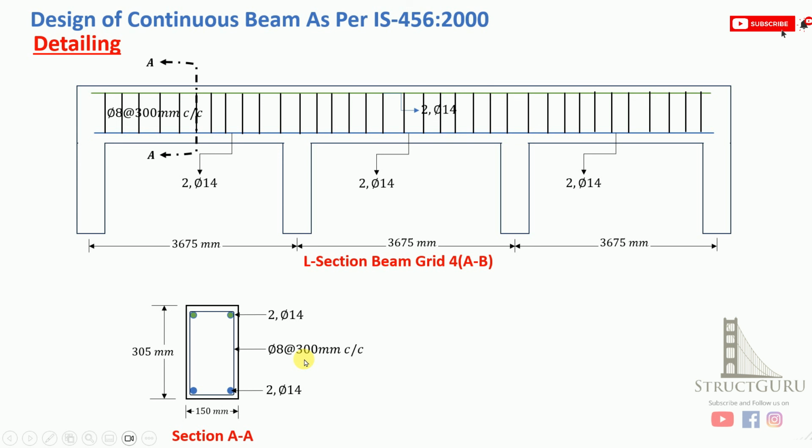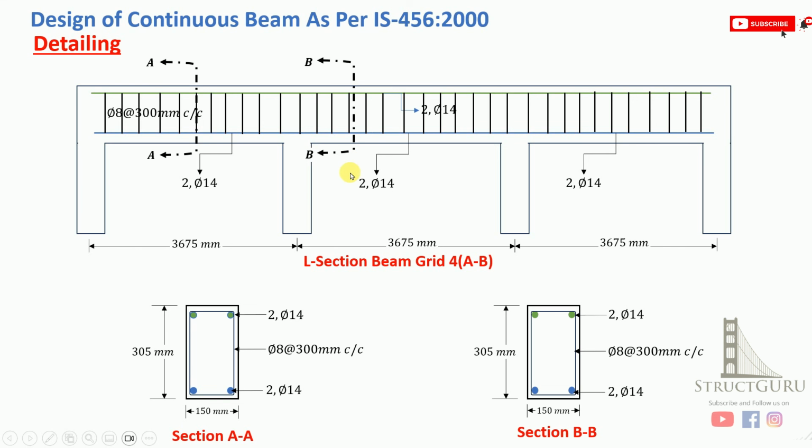And similarly we need to draw a cross section near to the support. Every time in a beam we need to draw at least two and at most three sections. So one is at the middle of span and two cross sections near to the support. So for support cross section it would also be similar because there is no change in bar sizes and numbers.